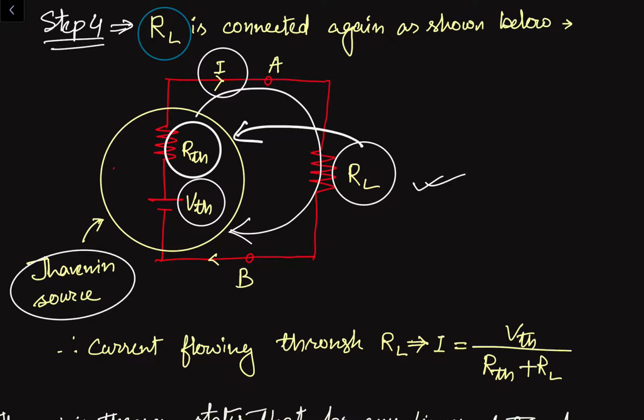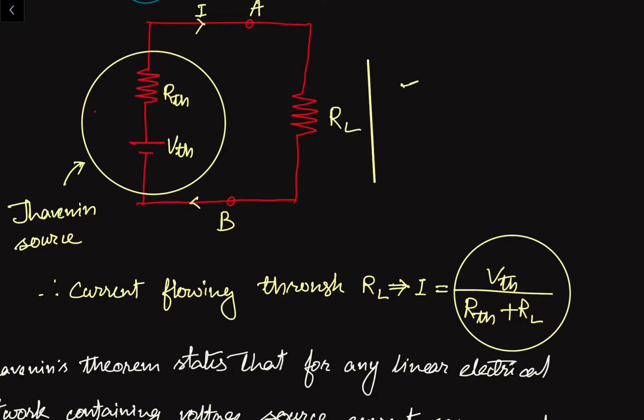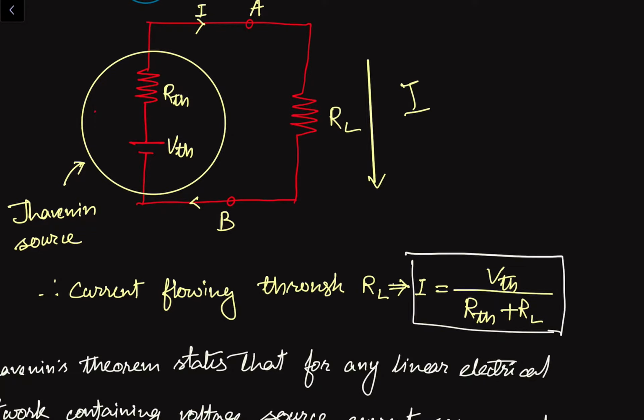Now we will find the current flowing through the load resistance RL. This I is equal to VTH divided by RTH plus RL, because we have only one voltage source and 2 resistances connected in series. The current flowing through this load resistance is capital I, and its value is VTH divided by RTH plus RL. So this is the formula for finding the load current.